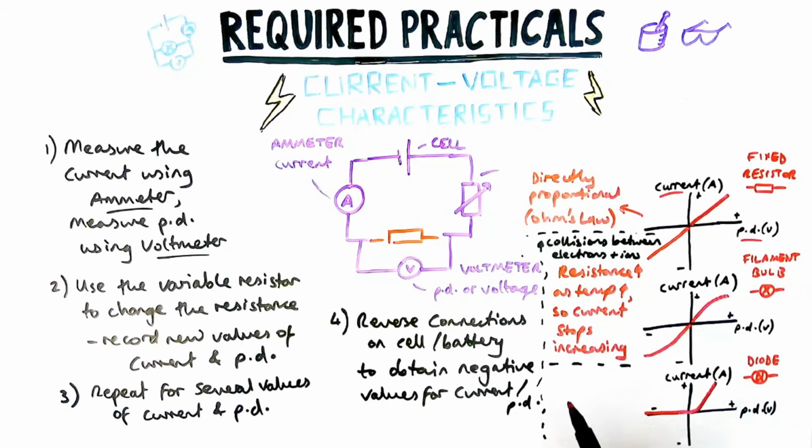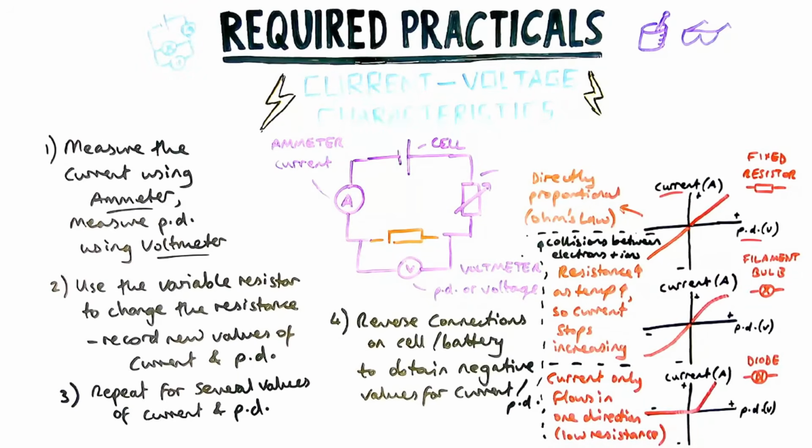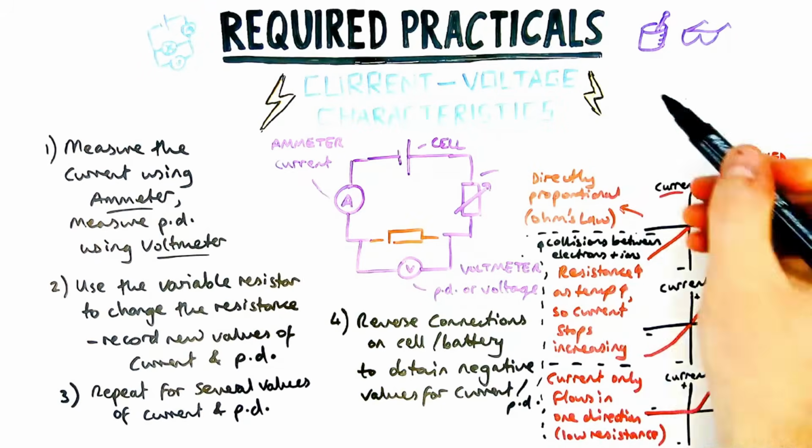Now, the last one, if you put a diode in there, is that current only flows in one direction. In the negative direction, there is zero current. In the positive direction, there is a current that increases. That's because in one direction it's a low resistance, in the other direction it's a very high resistance.